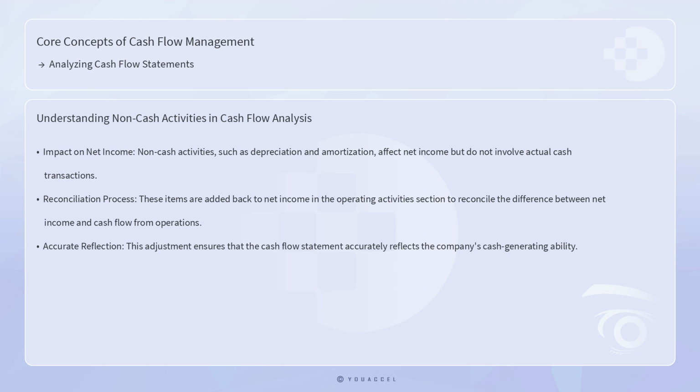Analyzing cash flow statements also involves understanding non-cash activities and their impact. Non-cash activities, such as depreciation and amortization, affect net income but do not involve actual cash transactions. These items are added back to net income in the operating activities section to reconcile the difference between net income and cash flow from operations. This adjustment ensures that the cash flow statement accurately reflects the company's cash-generating ability.